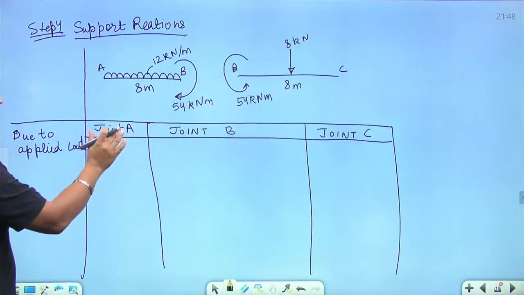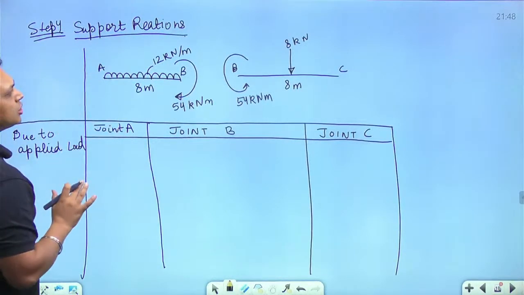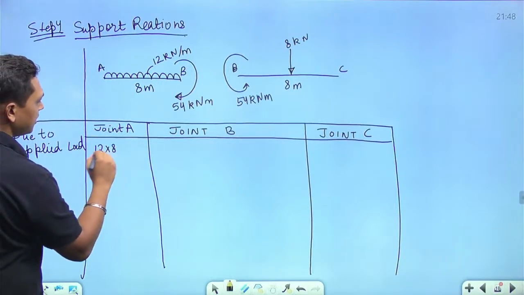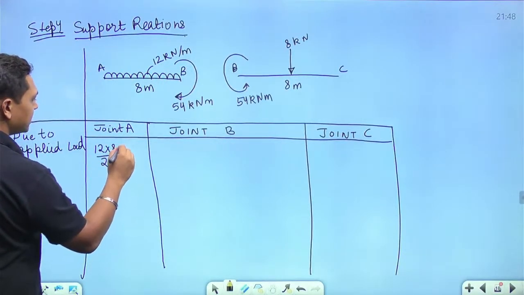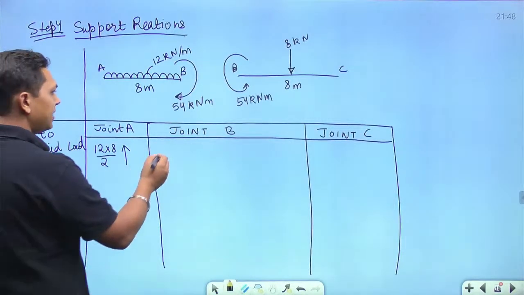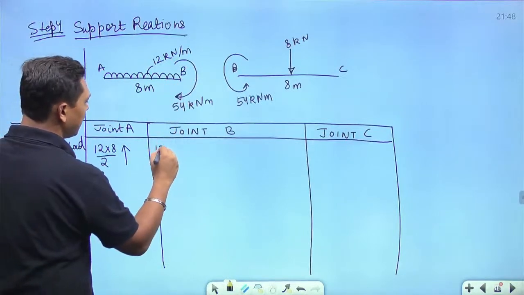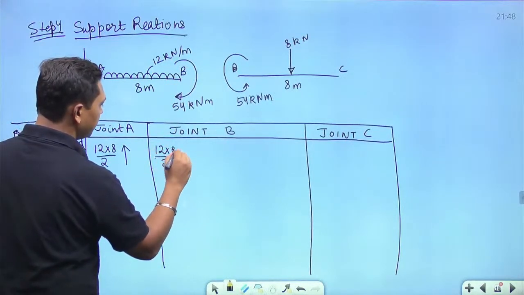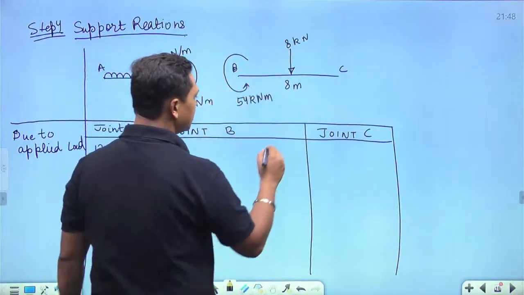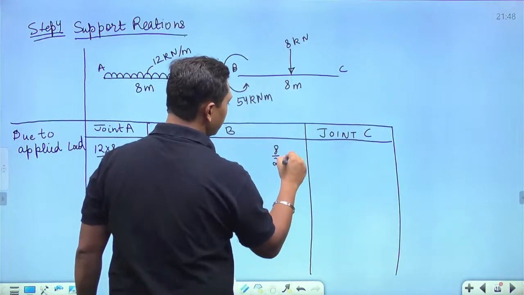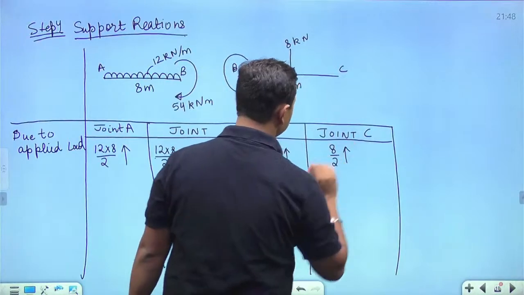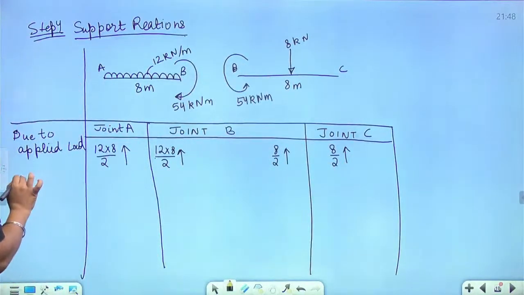reactions at joint A due to the applied load, that is this UDL, will be WL by 2. So 12 into 8 by 2, which is in the upward direction. Clear? At joint B will also be 12 into 8 by 2, also in the upward direction. Due to this 8 kilonewton, it is going to be 8 by 2 in the upward direction, and at joint C also 8 by 2 in the upward direction. So this is due to the applied loads.